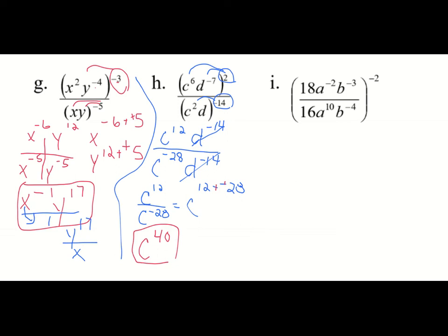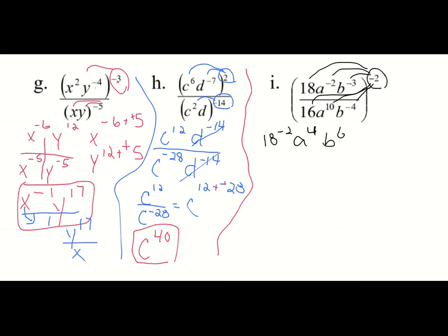All right, let's tackle our last problem here, and this is I. So again, we're going to have to start off, distribute, and now this negative 2 is outside the whole fraction. We have to distribute it to everything on the inside, numerator and denominator this time. So we're going to end up with 18 to the negative 2nd power. A, negative 2 times negative 2 is going to give me positive 4. B, negative 3 times negative 2 is going to give me b to the 6th power.